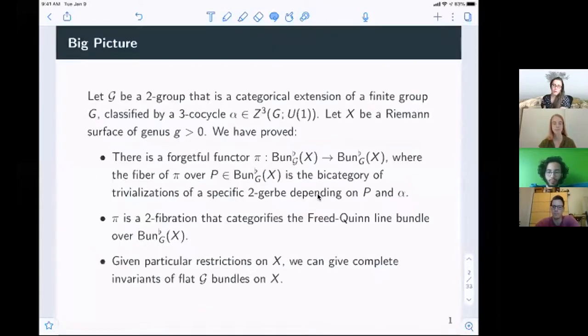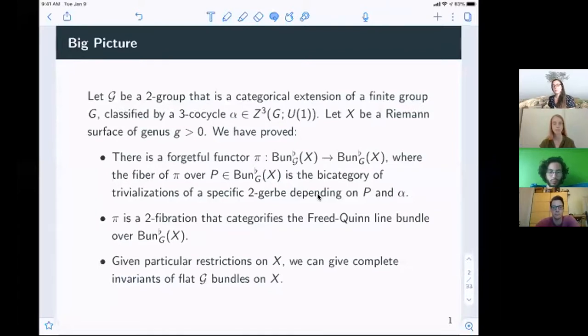So I'm going to give an overview of the big picture, which is going to have a lot of words that probably don't necessarily make a lot of sense to start, and then we'll try to talk about some of these in some detail. So we've been working with 2 groups, specifically ones that you can think about as a categorical extension of a finite group G, classified by a 3-cocycle alpha.